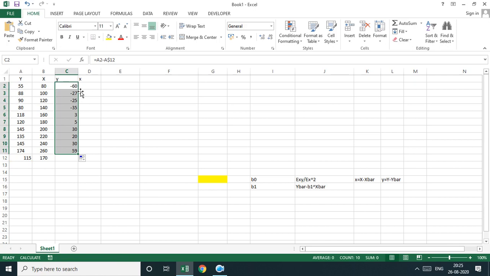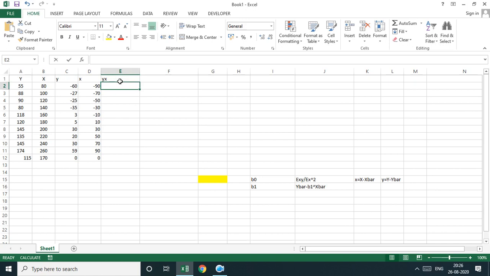Now you just drag to this area and you will get the x values also. No need to repeat the same things again, you can just drag to the right side and you will get small x also. Then if you find the sum of these, you will always get 0, because of the first property of the arithmetic mean. That means sigma of x minus x bar is always equal to 0. Then what we have to do is find y into x.